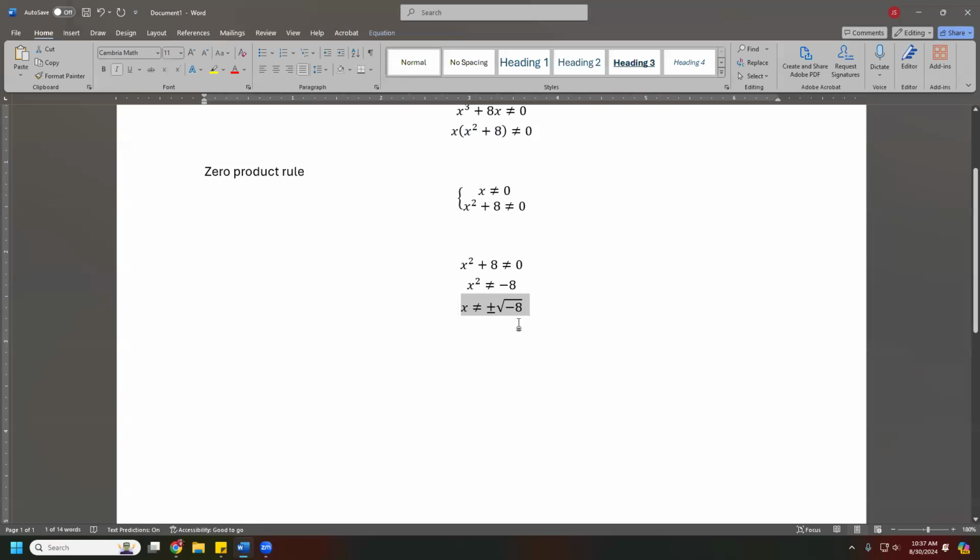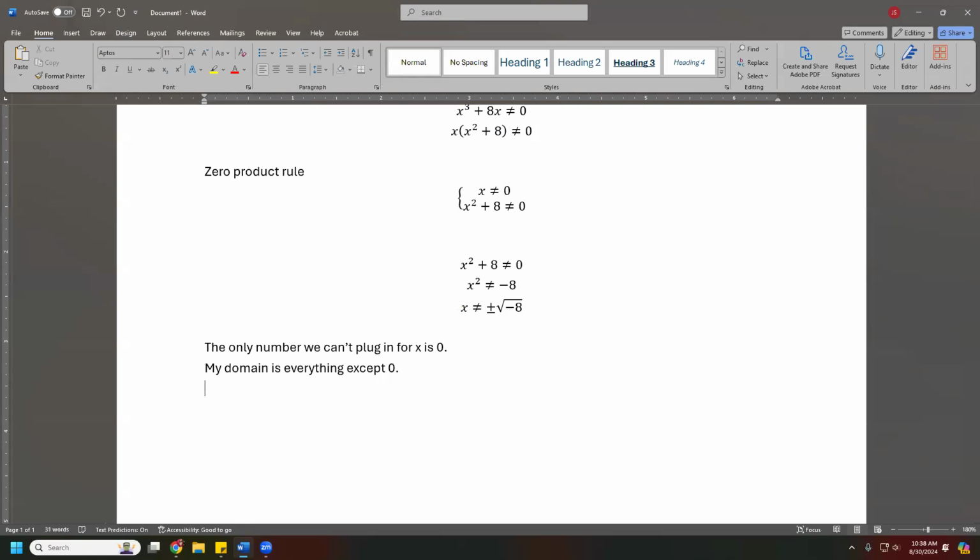This didn't give us any numbers that we can't plug in yet. If we're talking about imaginary or complex numbers, then this will become important. But for right now, it didn't actually matter. So the only number we can't plug in for x is 0. So my domain is everything except 0.